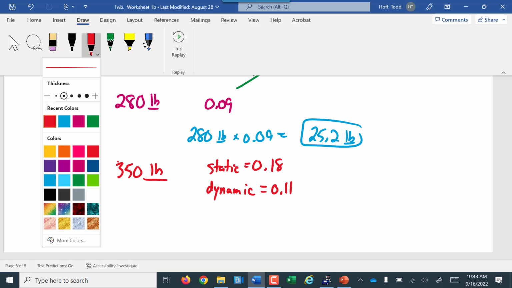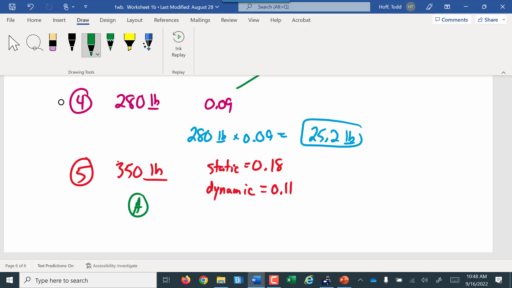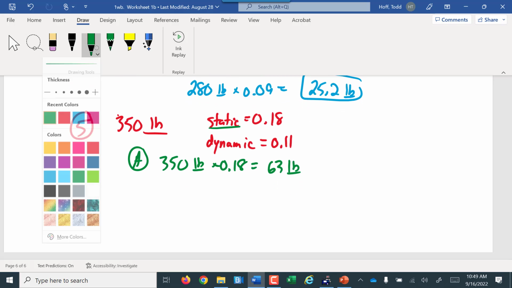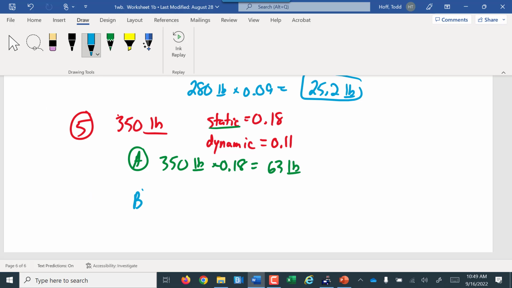So A is asking the force required to start moving the object. Start moving the object would be static friction if it's starting out sitting still. So that's the 350 pounds times 0.18, which gives us 63 pounds of force to get it moving. Then part B, to keep it moving, would be the 350 pounds times that dynamic coefficient of 0.11, which is only 38.5 pounds.